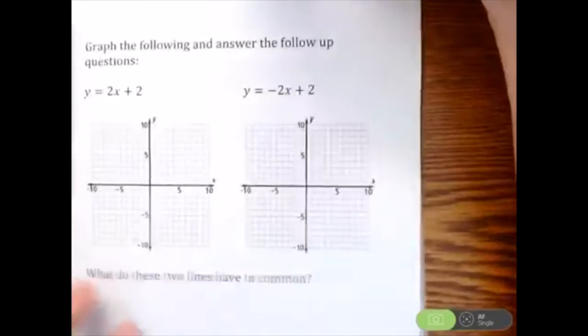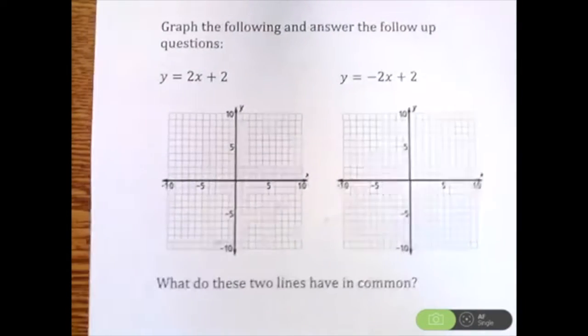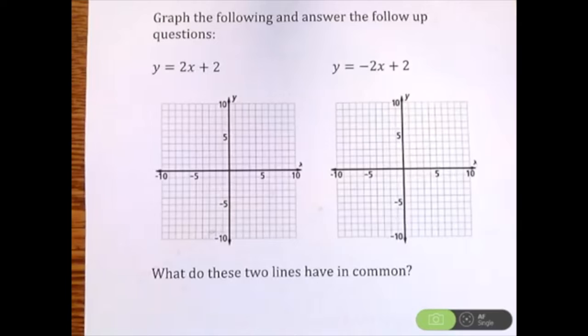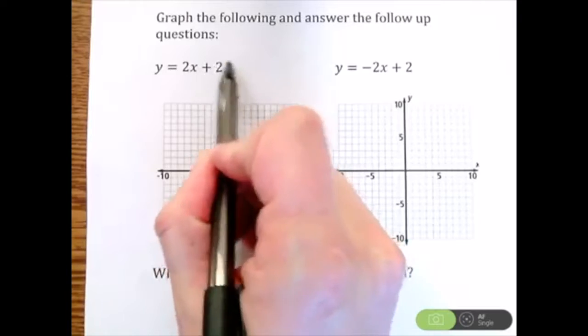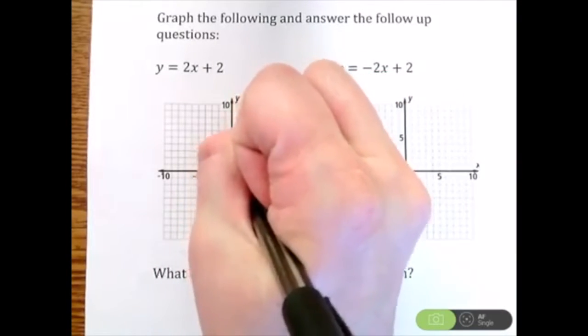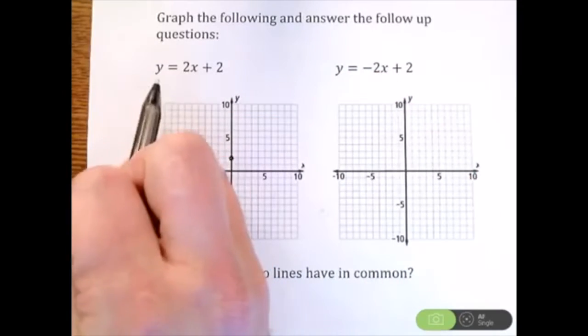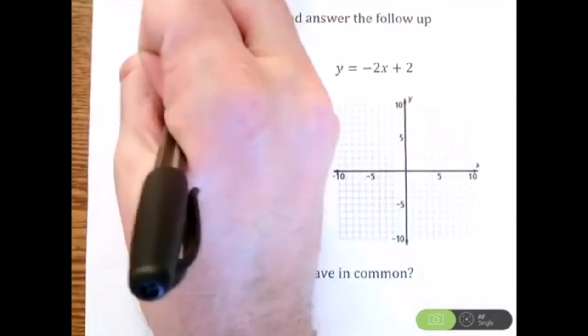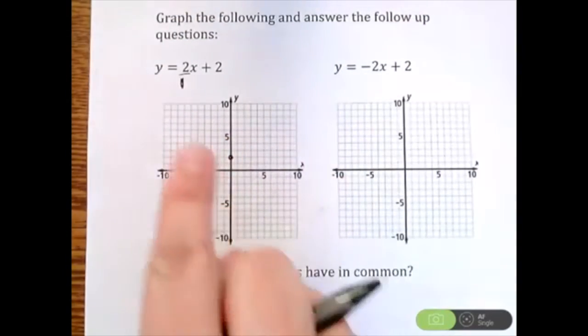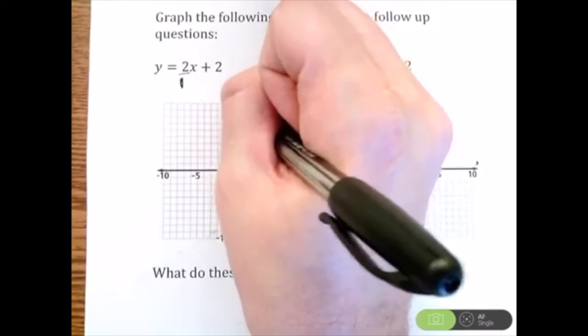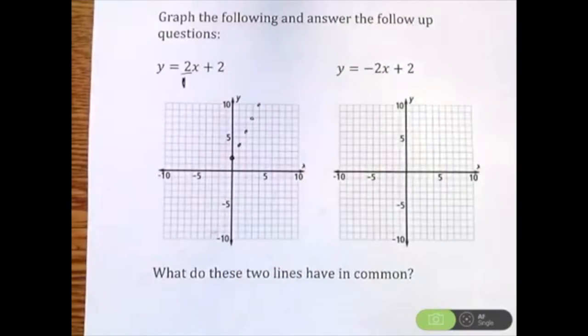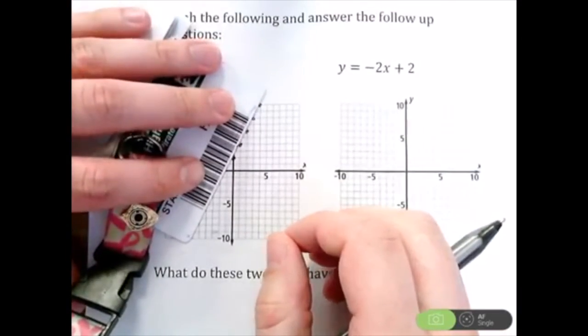So on the back here, I have two more problems, and we're going to look at a few other scenarios. So we're going to graph the following and answer the follow-up questions that talk about what they have in common and what's different. So y equals 2x plus 2. My y-intercept would be at 2, so I'm going to go on my y-axis to positive 2 and put a point. My slope is 2, or 2 over 1. Since it's positive, we're going to go upward. So I'm going to go up 2, right 1. Up 2, right 1. Once I have a few points, I'm going to take a straight edge and draw my line.